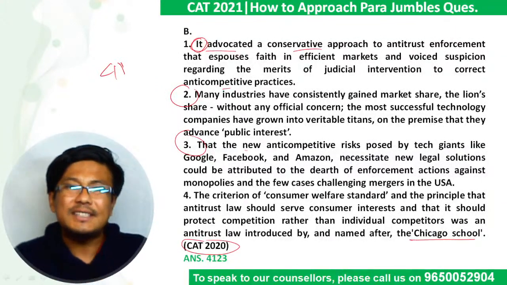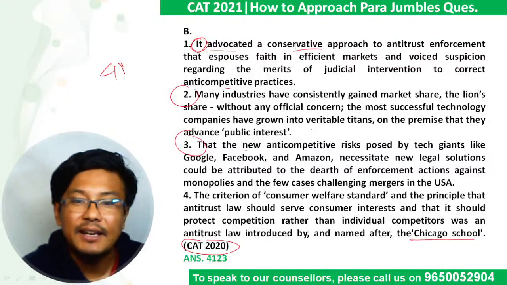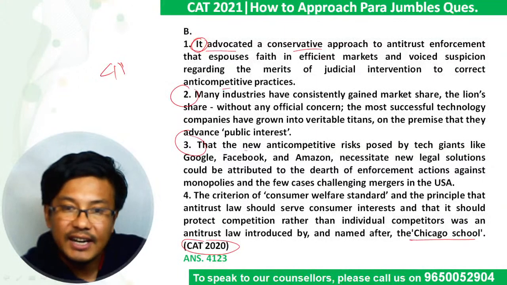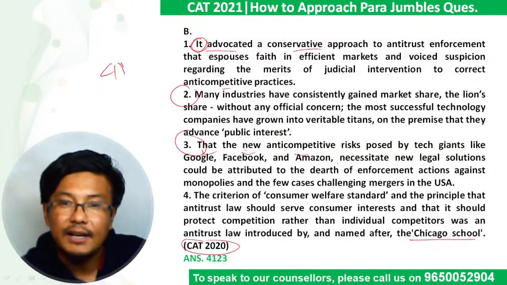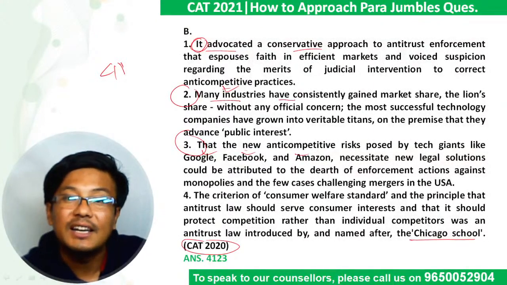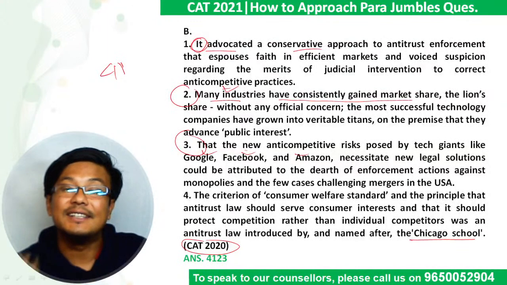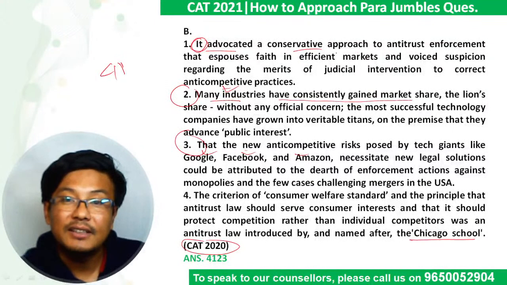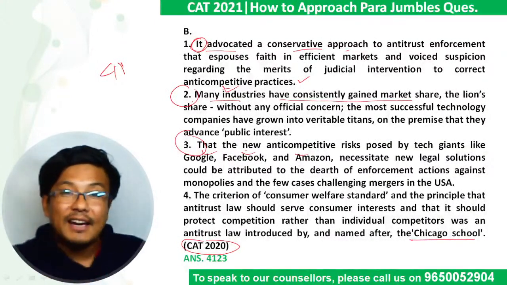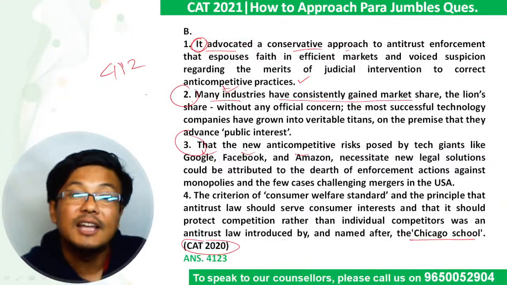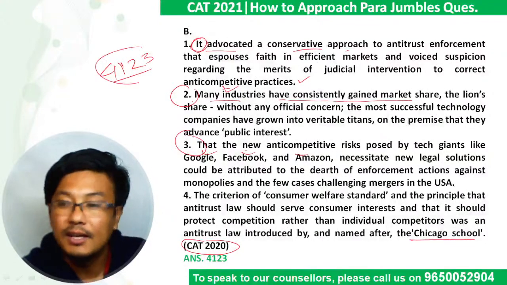Think of this. What is anti-competitive practice is explained in 2, right? So many industries, when you say tech giants like Google, Facebook, Amazon, right? These are basically the examples of many industries that consistently gain market share, which is nothing else but anti-competitive practices. So anti-competitive practices is mentioned in 1. In 2, you actually set the background as to how many industries do it. And in sentence 3, you speak about the actual names. So 4, 1, 2, 3 is the best answer.